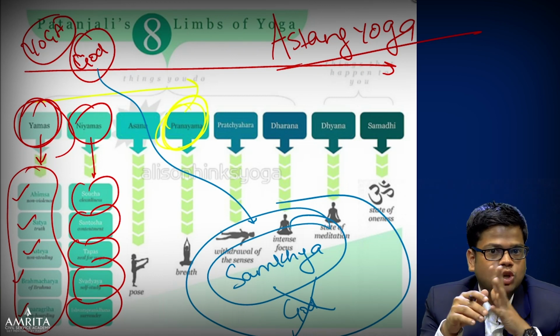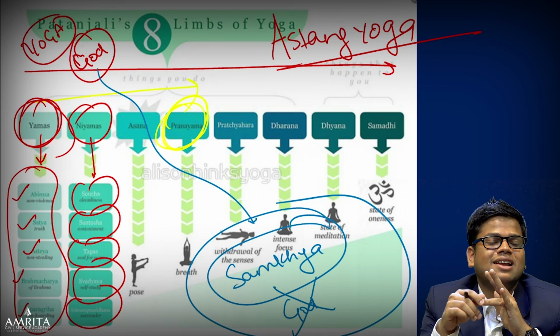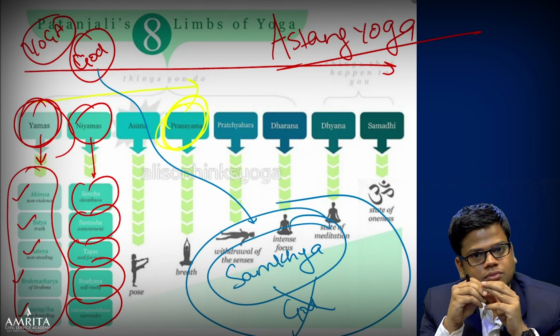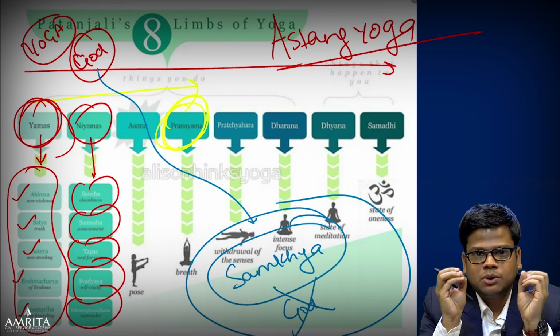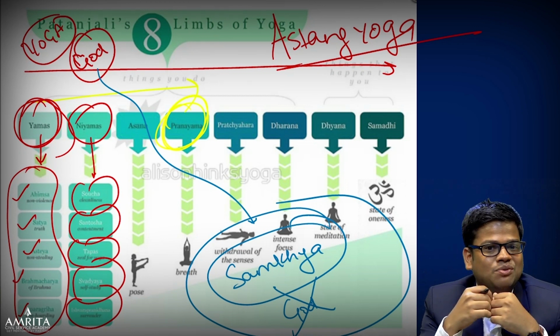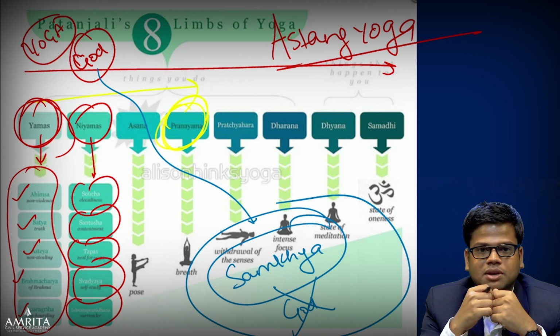So I've covered the yoga school in this class. In the next class, I promise you that I'll cover the Samkhya school, and I will also tell you the difference between Samkhya and the yoga school. So that is my homework, that I will try to cover the Samkhya school in the next class.